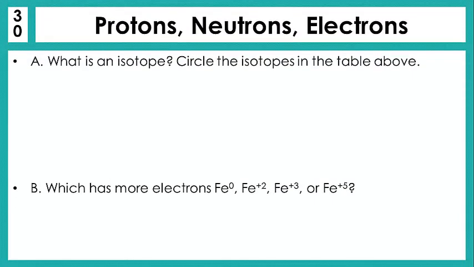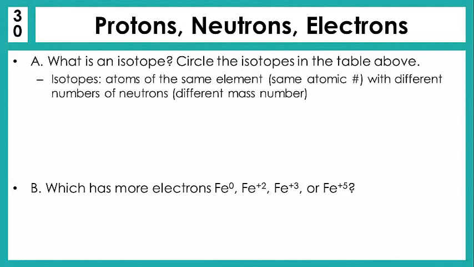So what is an isotope? Isotopes are going to be atoms of the same element that have a different number of neutrons. So because they are the same element, they have the same atomic number, the same number of protons. But different number of neutrons causes their mass number to be different.